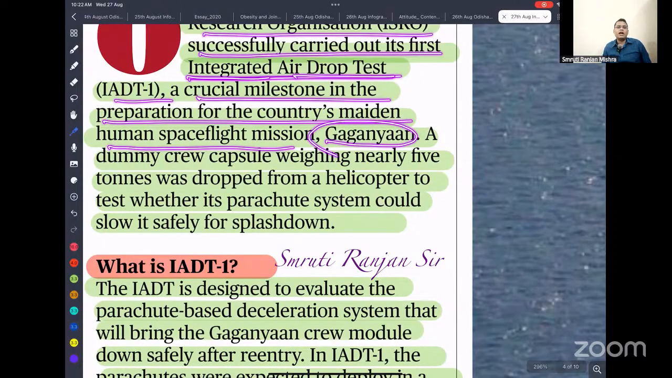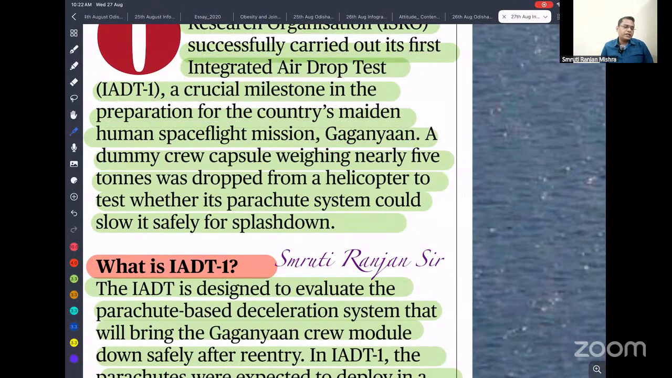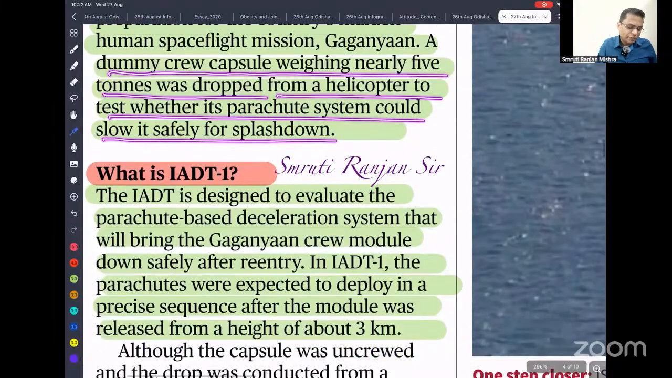So in the case of the returning mission, ultimately the module needs to be dropped, and the parachute should open automatically so that there is a controlled descent of that capsule over the water. A dummy crew capsule weighing nearly 5 tons was dropped from a helicopter to test whether its parachute system will open and work safely or not.